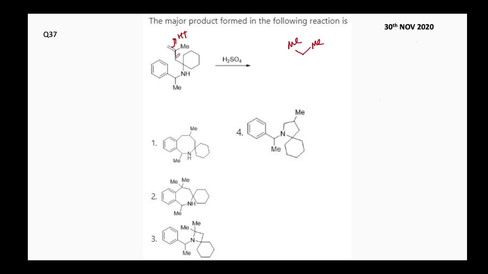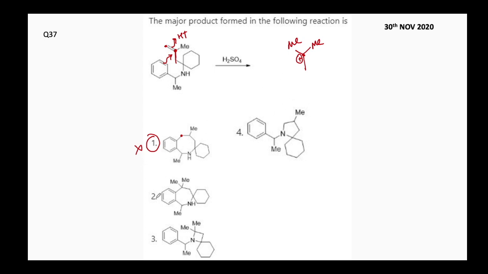So, yes, the carbocation should form on this carbon, on the central 3-degree carbon, right over here. All right, and if that happens, the benzene must attack on this carbon, right? But in option number one, we see that it has attacked on the terminal carbon, this one. So option number one cannot be correct.